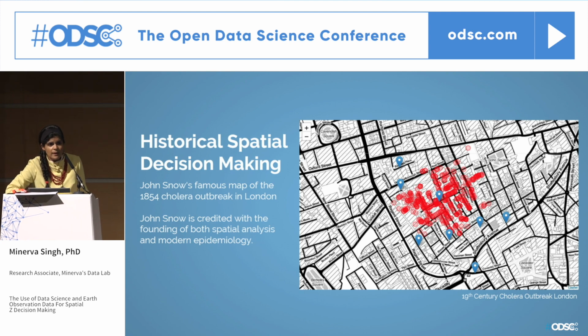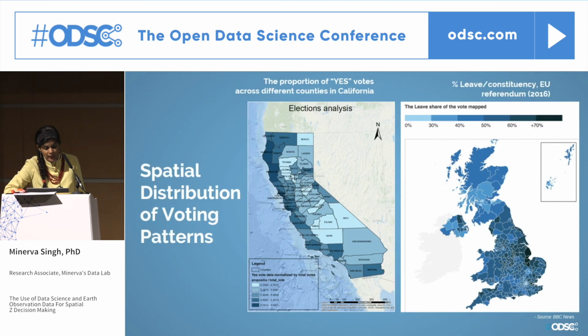But in modern days, spatial data find a lot of use in mapping and evaluating the spatial distribution of voting patterns. On the left-hand side, you have the map of the different counties in California, and these have different shades of blue. The different shades of blue indicate the proportion of yes votes that a topic received across the different counties in California. So the darker colors represent a higher proportion of yes votes.